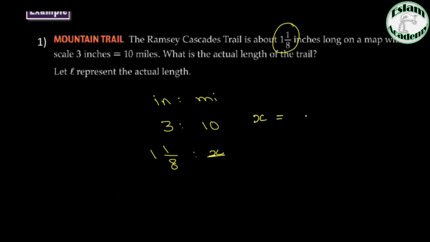So x now equals, by multiplying, the number which is opposite to x, which is 3, will be written down, and we have 10 times 1 and 1 over 8. Then x is equal to 3.75.